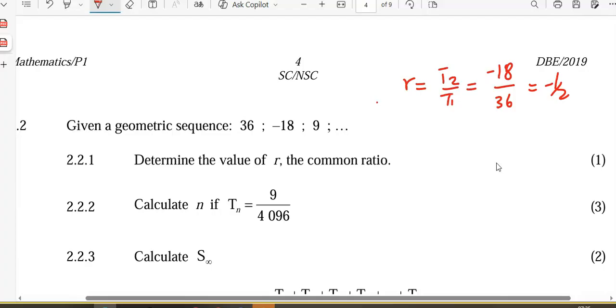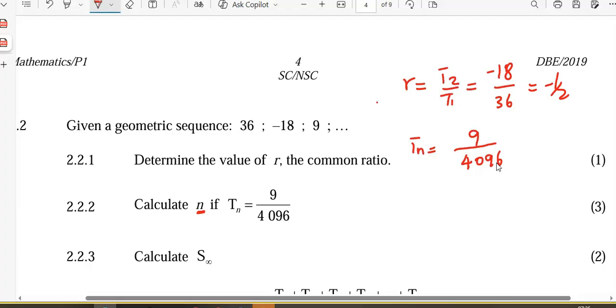So now they said for 3 marks, calculate n. We need to calculate the value of n if Tn is equal to 9 over 4096. Write this down first. Say Tn is equal to 9 over 4096. Okay? Then what is Tn?